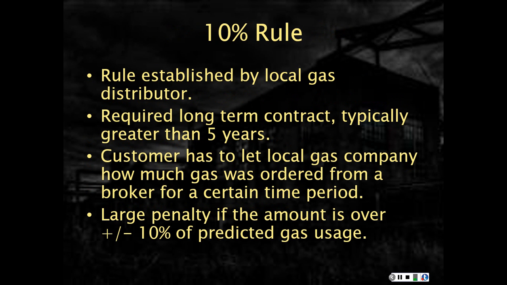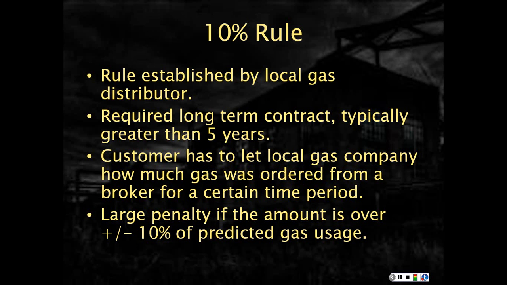Probably the trickiest one, or the one that has the biggest effect on the customer, is something called the 10% rule. This 10% rule was established by the local gas distributor. The first feature of this is if you decide to go to brokerage gas, in other words, purchase gas from a different source other than your local provider, the local provider will require a long-term contract. Now, this is typically greater than 5 years.